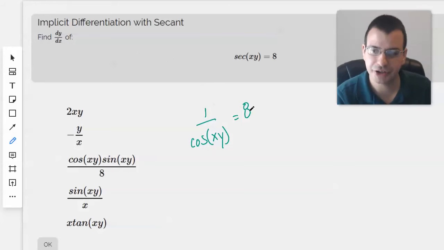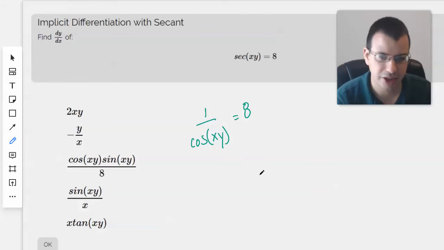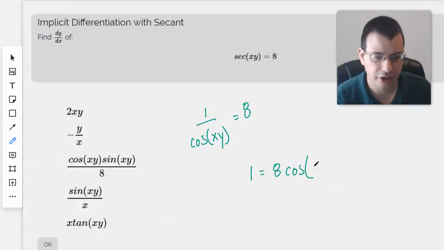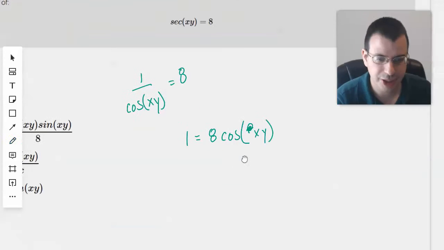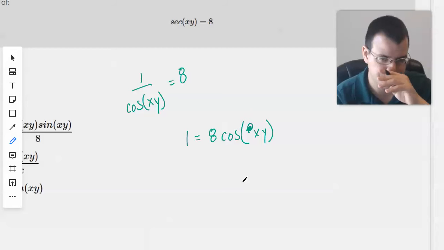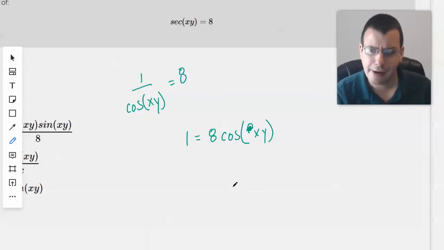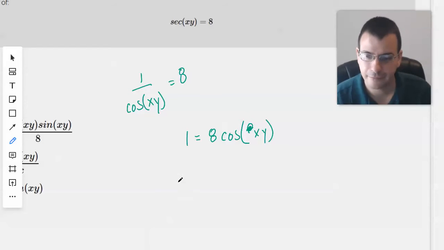So we're going to do implicit differentiation. I'm going to start by writing this out. Instead of doing cosine of xy on the bottom, I'm going to say 1 equals cosine of xy times 8. It just helps keep things simpler in my mind. So this is going to be the chain rule. Chain rule. So take the derivative of both sides.